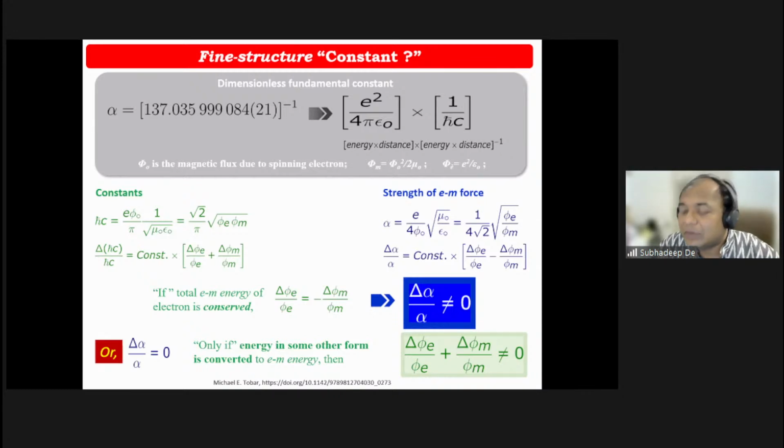So this is a very simple way to understand why it is so important to look at whether alpha is a constant or not, or, on the other hand, whether the total electromagnetic energy of an electron bound in an atom is constant over a very long period of time or not.